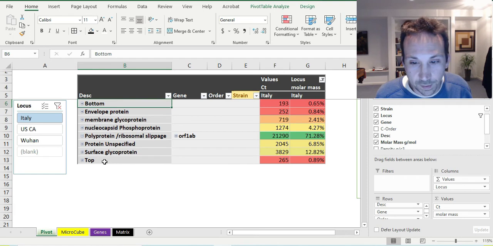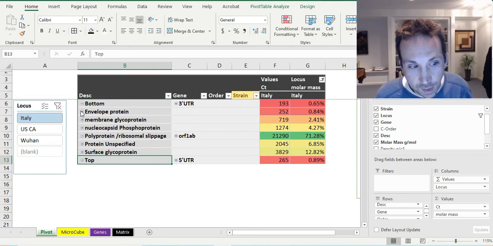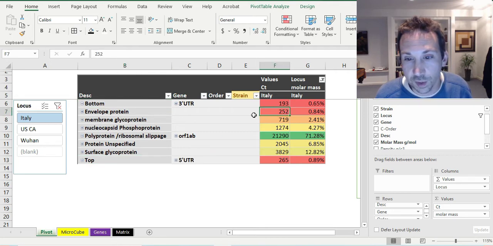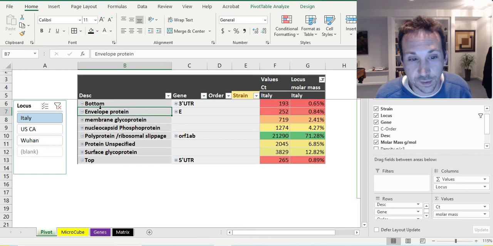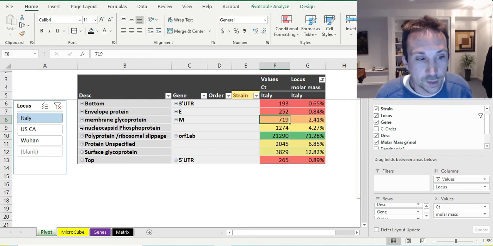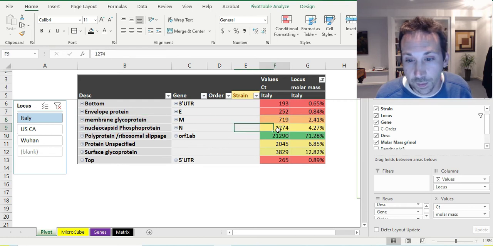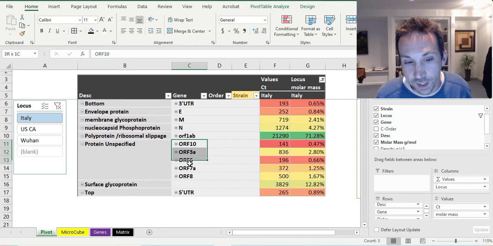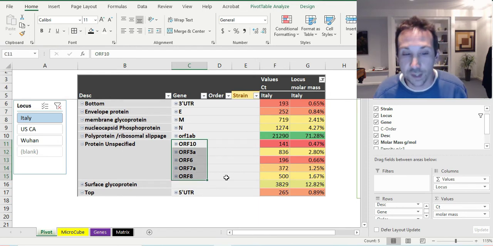The top and the bottom take up very little. That's the 5' and the 3' end, right? There's something called an envelope protein here, which also doesn't have very many base pairs of RNA. It's called E. There's a membrane glycoprotein called M, which is a little bigger. There's a nucleocapsid phosphoprotein, which is even bigger, this N here. And then I've got all these unspecified proteins: ORF10, ORF3A, ORF6, ORF7A, ORF8.